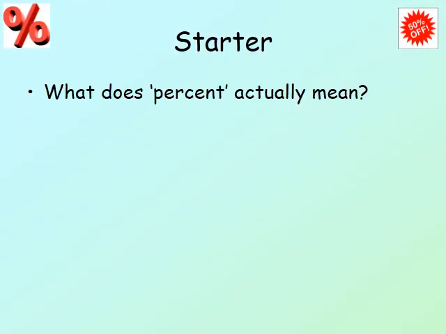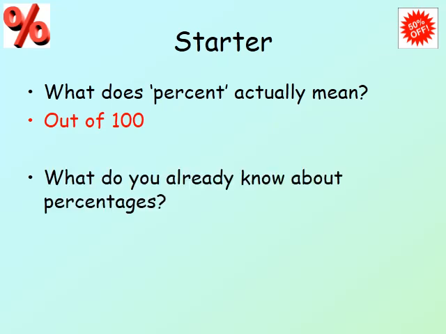So just two short starter questions. What does percent actually mean? I'm going to give you a second to think about that and then put up the answer. Okay, so percent means that something is out of 100, and if it's out of something, then of course that relates to our previous topic, which is fractions. What that means is we can cancel down and find the amount that much quicker. So for example, 50 out of 100 would be the same as 1/2.